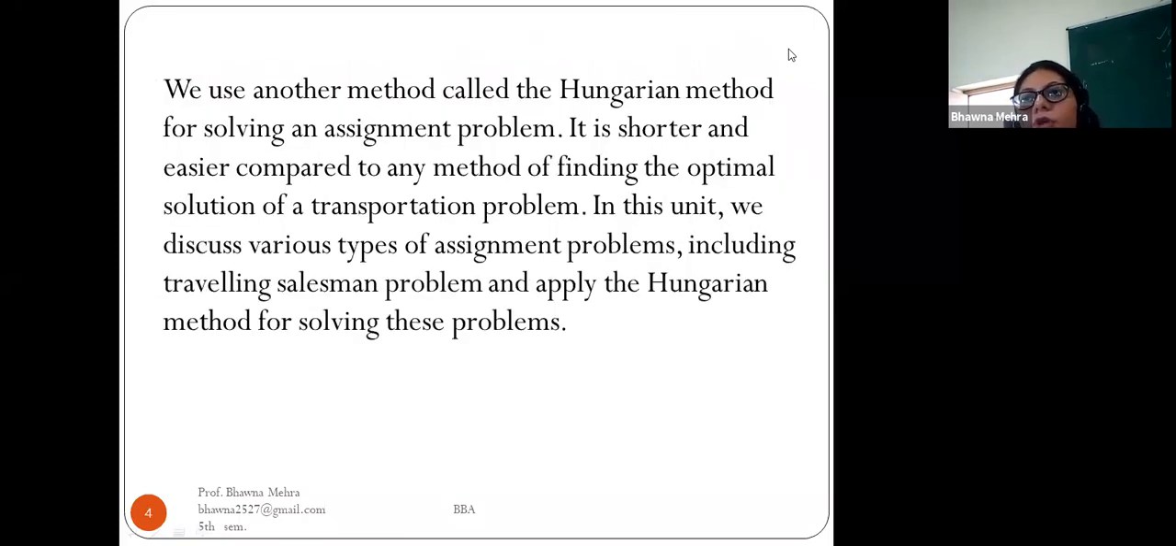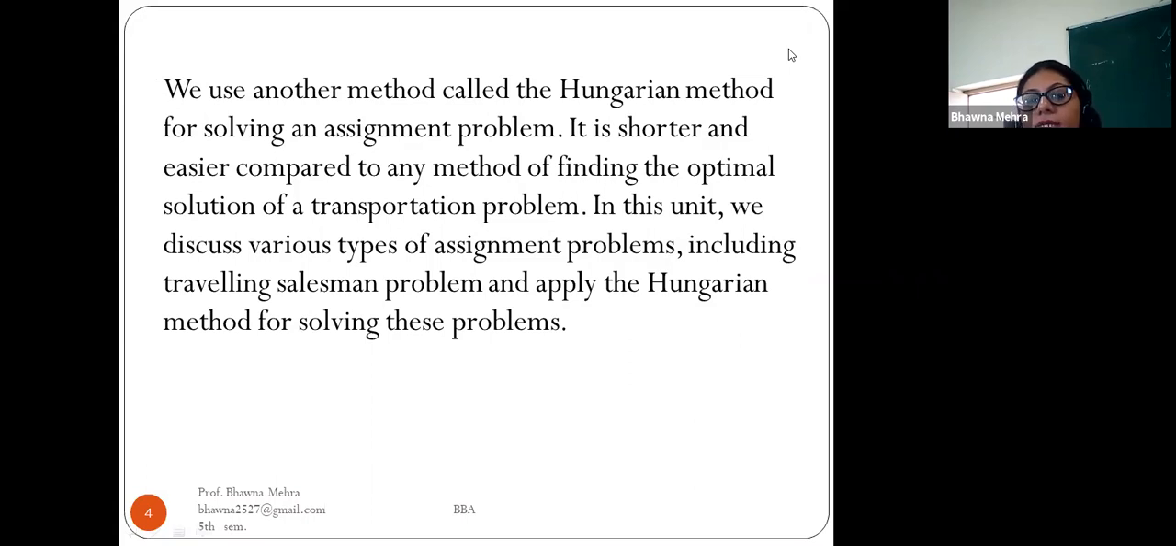Now we use another method called the Hungarian method for solving an assignment problem. It is shorter and easier compared to other methods of finding the optimal solution of the transportation problem. So if we compare the transportation problem to the assignment problem, the assignment problem is easier than the transportation problem, and it is also shorter.